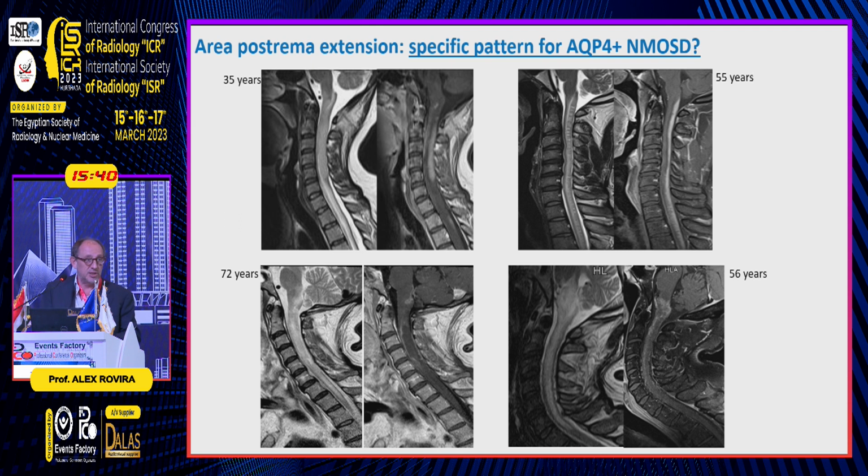I'm showing you 4 different cases, in all of them with extensive lesion in the cervical segment extending into the area postrema. This is case 1, case 2, case 3, and case 4. So guess which one of these 4 cases is NMOSD? And the second question is, which is the most important information I'm showing you in this slide?